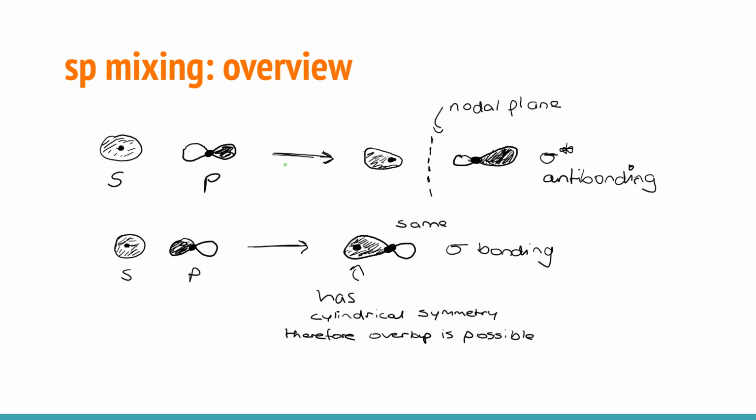For sigma bonding, the wave functions are on the same wavelength, so they overlap, causing one lobe on the sp orbital to be bigger. Because it has the same cylindrical symmetry, overlap is therefore possible.